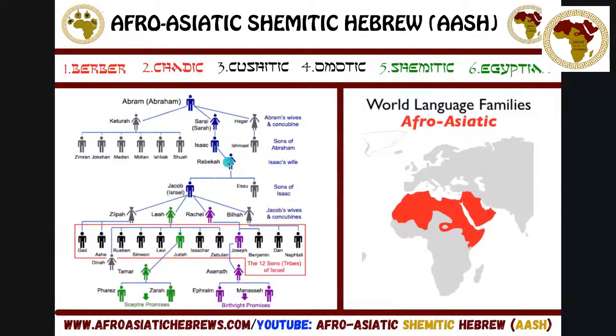Isaac's wife was Rebecca. Isaac and Rebecca, or Yitzhak and Rebecca, had Jacob, whose name was changed to Israel or Yisrael. And then his twin brother is Esau, who would be the father of the Edomites. So far we have the Hebrew Ishmaelites, Hebrew Israelites, Hebrew Edomites. Yaakov had 4 wives: Leah, Rachel, Zilpah, and Bilhah. And with Jacob and his 4 wives, they had 12 sons and 1 daughter.